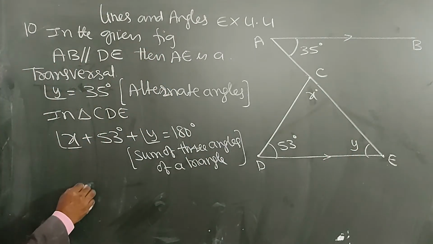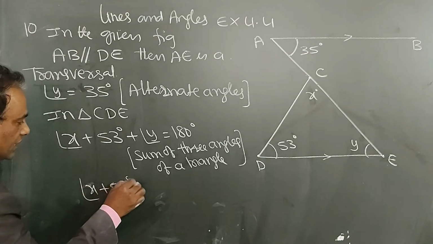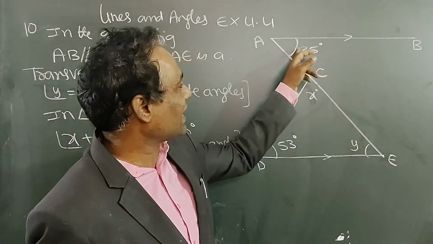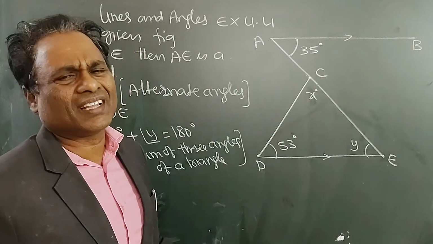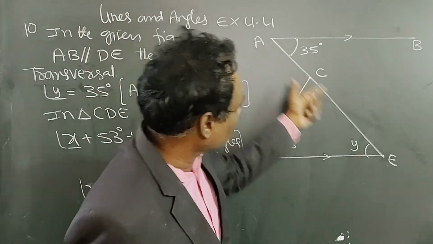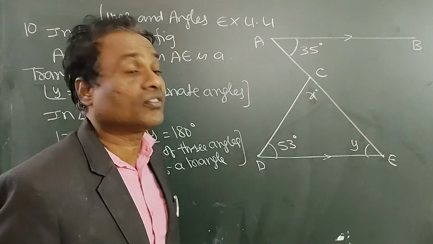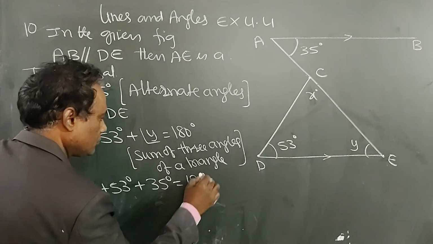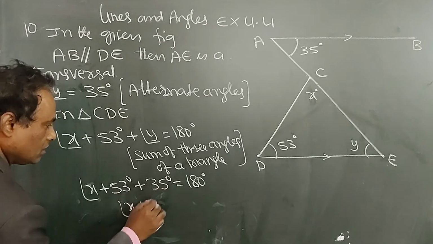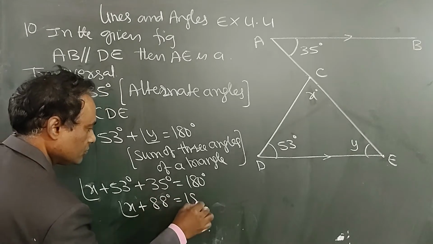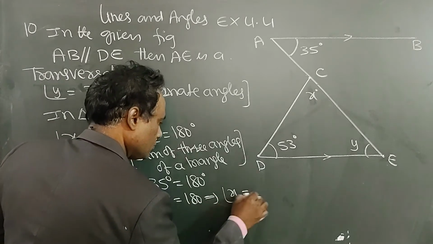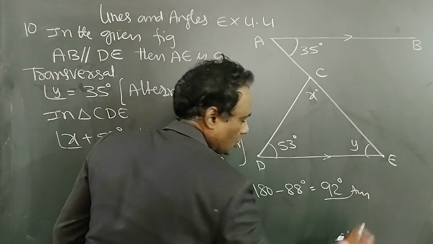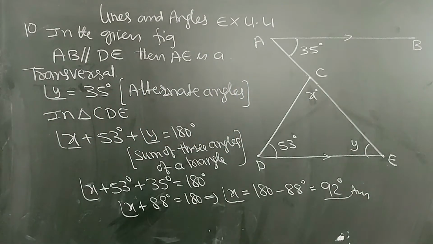X we don't know, plus 53 degrees plus Y, already we got 35. See, Y is equal to 35 only, with direct step. You have to tell the reason, that's all. Because these two are parallel, this is the transversal, these two are alternate angles. So this Y is equal to 35. Over. Write down, students.